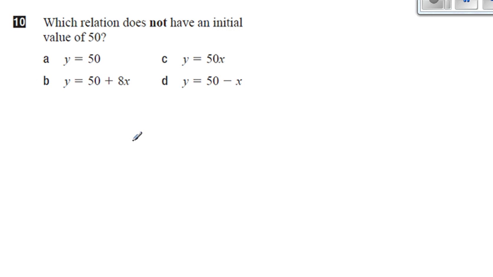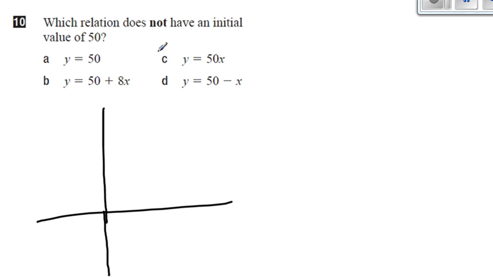Question 10. Which relation does not have an initial value of 50? So think about this question in terms of a graph. This question says, if you were to graph these 4 lines, one of them does not start right here. So 3 of them have a starting value of 50, and one of them doesn't. And don't forget, the starting value is also known as the y-intercept.